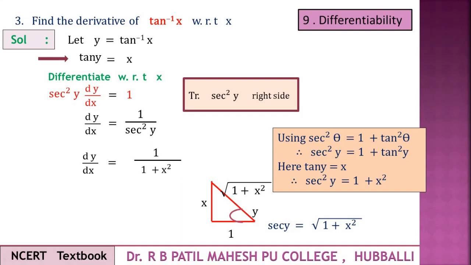From this, it is clear that d by dx of y, that is the tan inverse x function, the answer is 1 upon 1 plus x square. What is x in this answer? It is the variable of the tan inverse function, and it is this variable that is squared. So the derivative of tan inverse x is 1 divided by 1 plus x square. I hope you understood the derivative of the tan inverse x function.